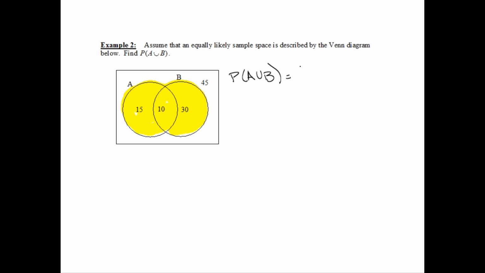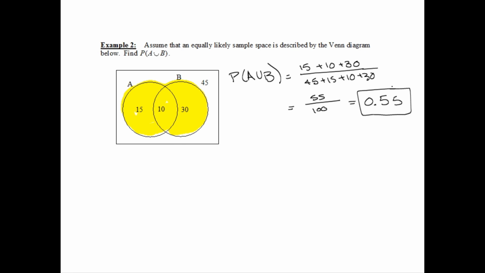So what's my probability? Well, how many are in the union? 15 plus 10 plus 30. Now how many are in the total sample space? Well, 45 plus 15 plus 10 plus 30. And you could have figured these out beforehand before you put them in there if you wanted. And so this will be 25 plus 30, that's 55, over 55 plus 45, 100. So 55 over 100, or 0.55.